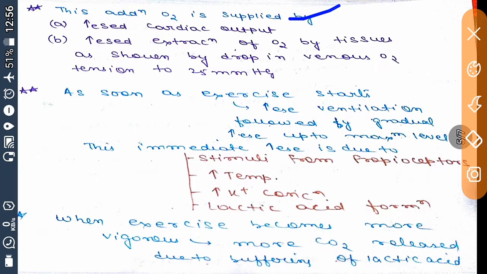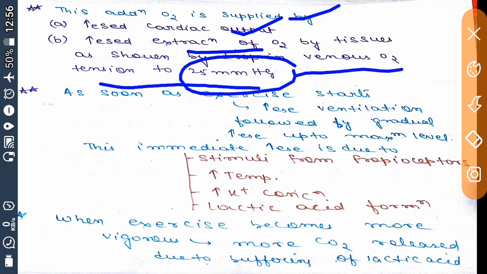This additional O2 is supplied by basically two methods. First, increasing cardiac output, and the second one is increased extraction of O2 by tissues. The data suggests this, because we have seen a decrease in venous O2 tension to 25 mg from 40 mg. So basically there are two methods to supply additional O2: increased cardiac output and increased extraction of O2 by tissues.